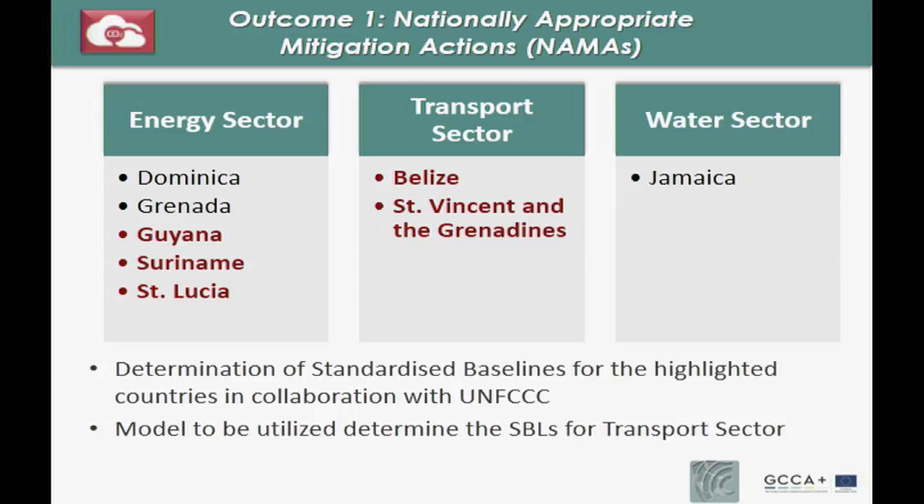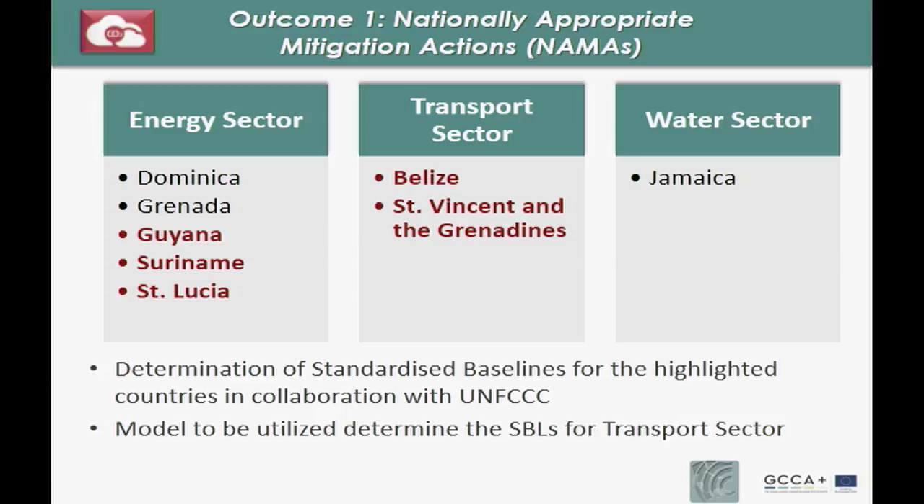In addition to that, for the 5 countries that are highlighted, we are working with UNFCCC again to establish emission baselines, and the work for that will begin this year. For the transport sector, I know there was a discussion before on data and data gaps. The transport sector is notoriously difficult for developing a NAMA, and there are a lot of gaps. In none of the countries that we're dealing with, St. Vincent and Belize, are there fuel consumption or emission data for that particular sector, and we are looking at utilizing models in order to determine what the standardized baselines are for those countries.